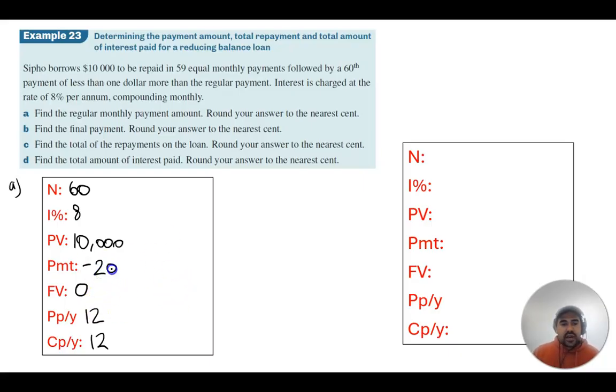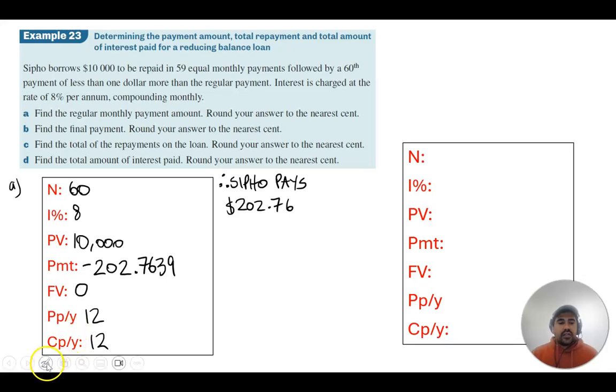And what Sifo has to pay per time frame, so per month, is 202.7639. So in other words, Sifo pays $202.76. Now this here, even though we've worked it out after 60 payments, this here is going to be for 59 payments. The next and very last payment is going to be different. Now, how do we actually work this out?